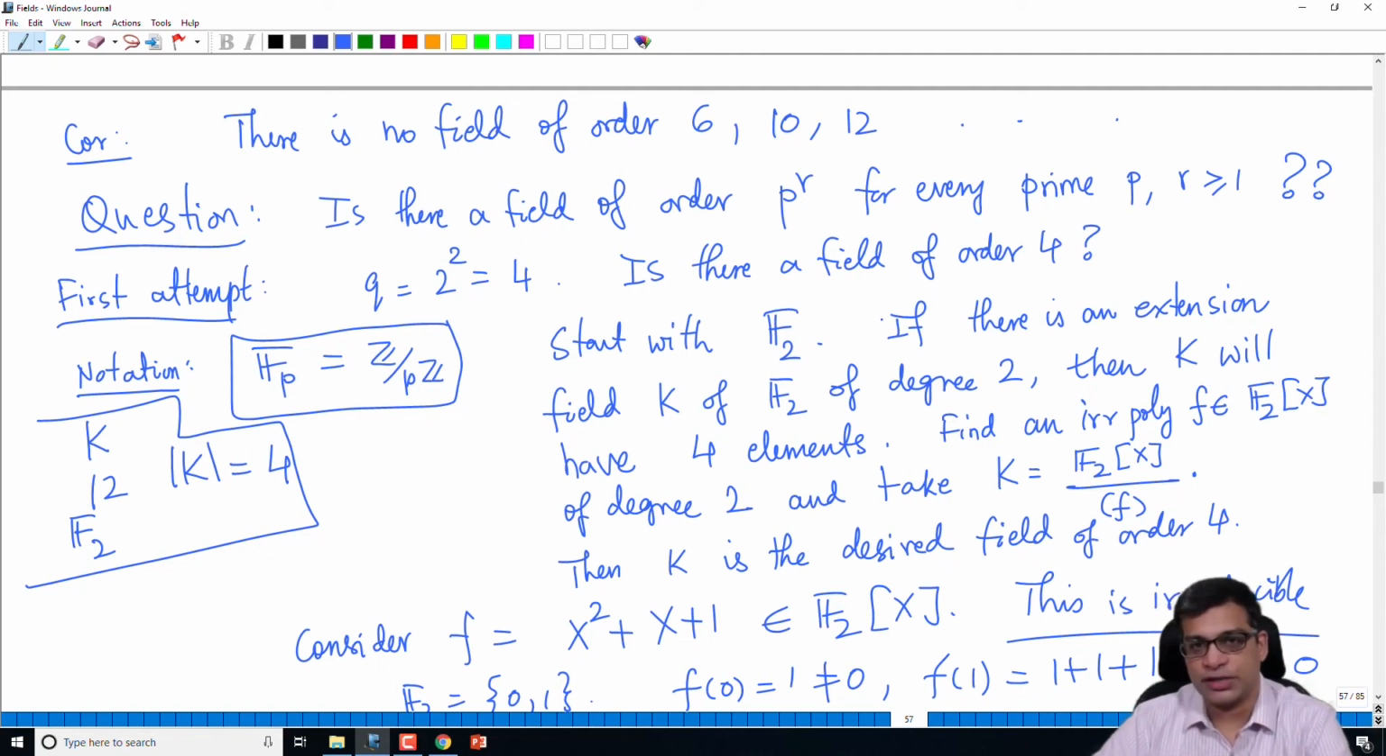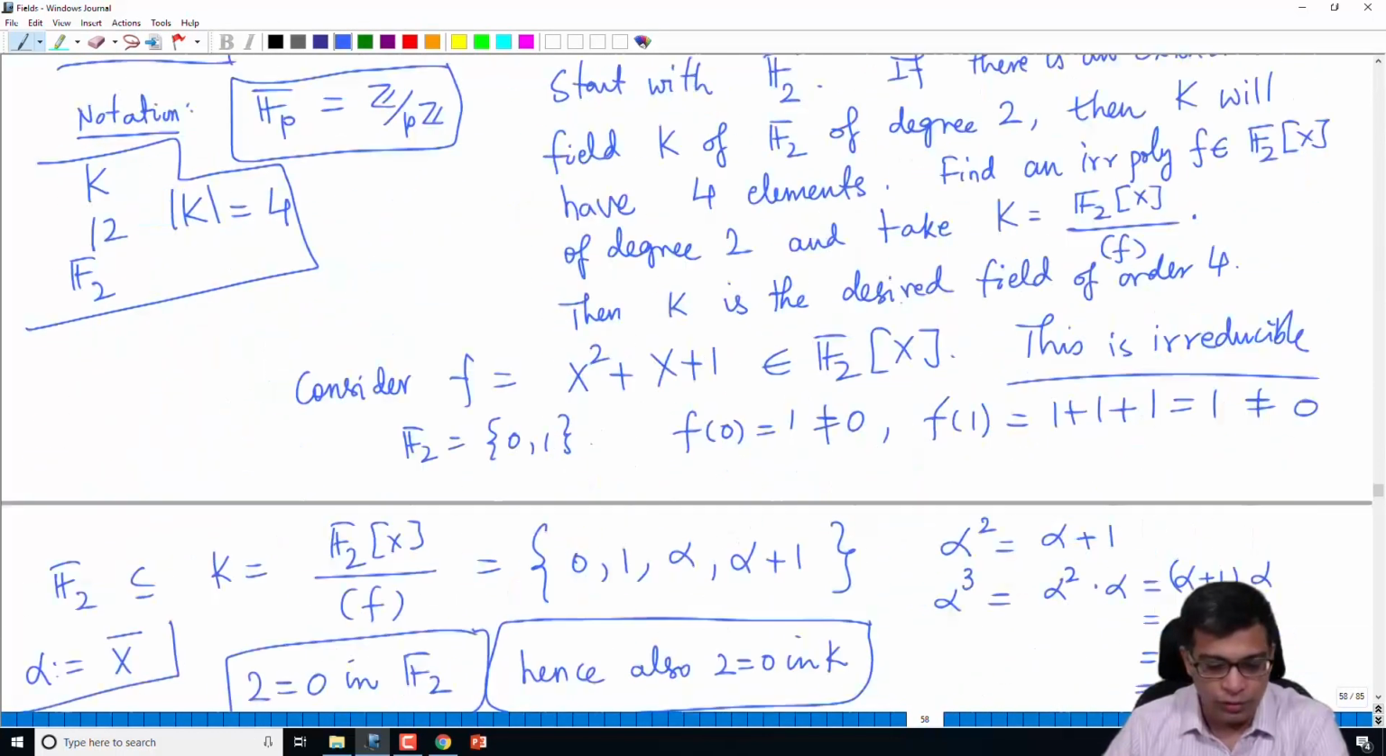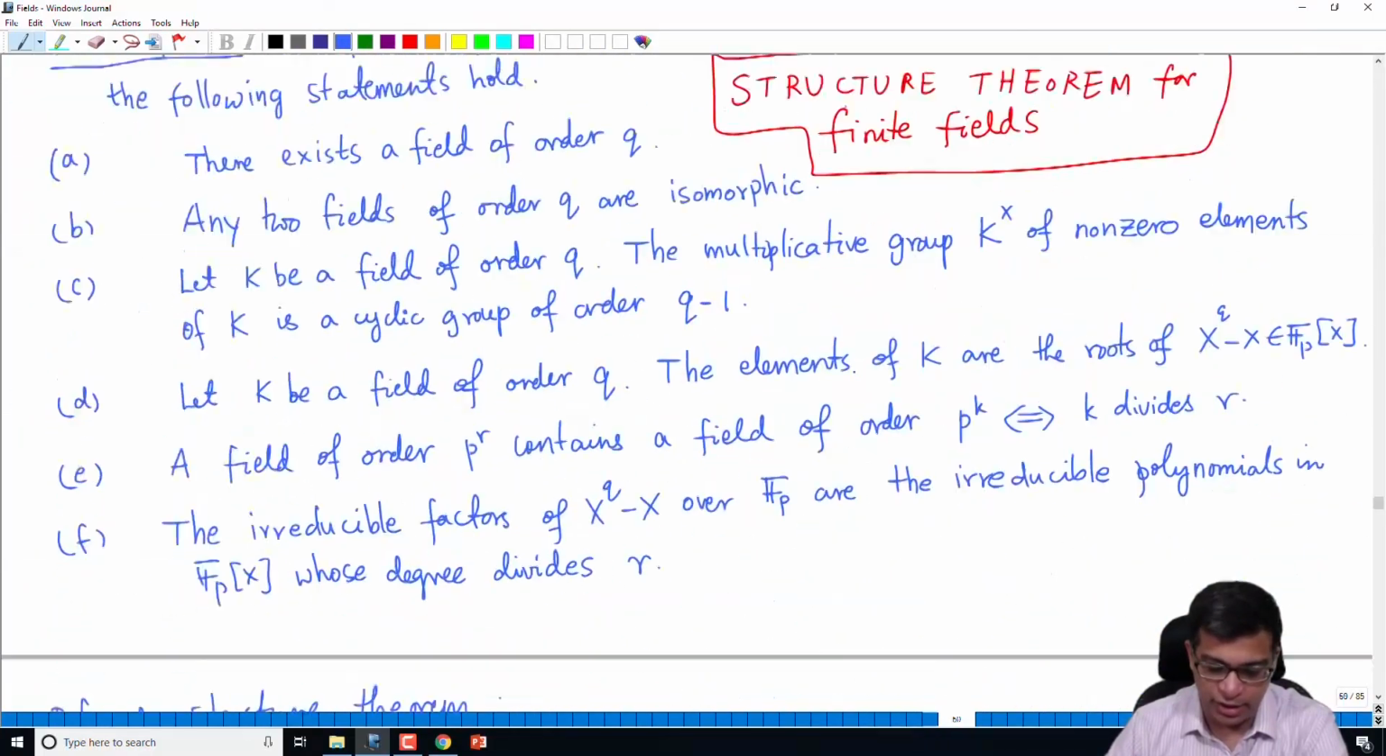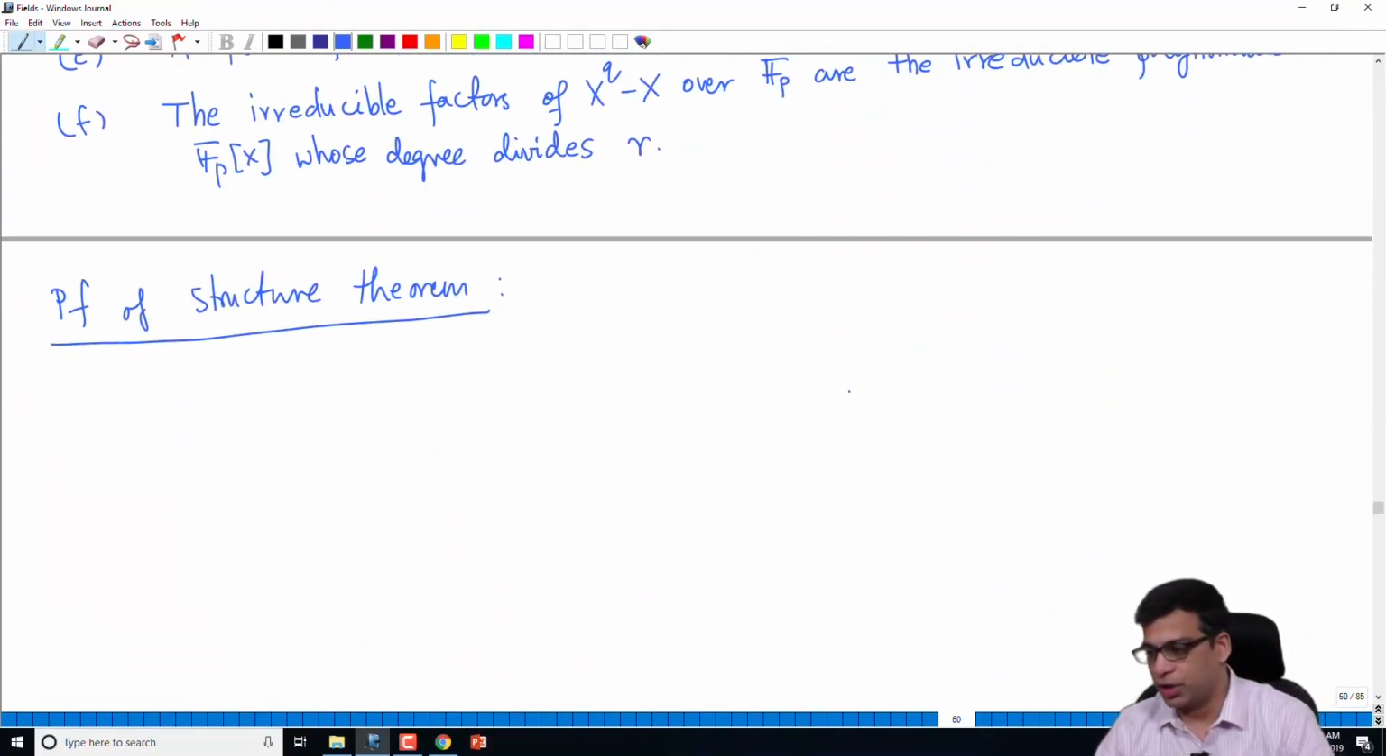In general, if you want to construct a field of order 5 power 5, what you do is start with F5, which is Z mod 5Z, find a polynomial of degree 5 which is irreducible, and go modulo it. The only problem with this approach is that it becomes tricky to exhibit such an irreducible polynomial, and it's actually not easy. How do you know that there is such an irreducible polynomial? So we will take a different approach, an indirect but easier approach to show the existence.